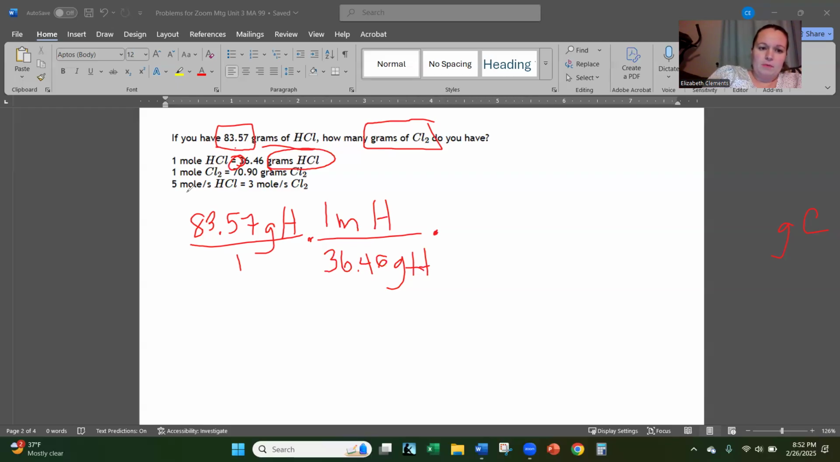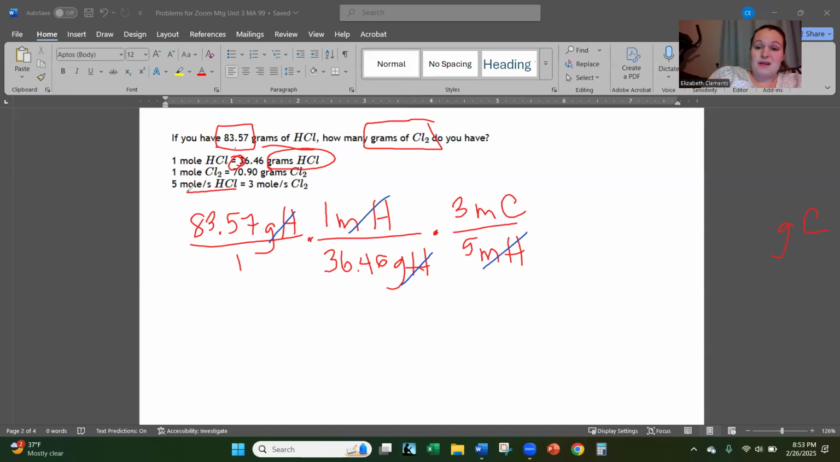Now I have moles of H, and we can see this is going to cross off with that. That's what I want. So now I have moles of HCl. My other one with moles of HCl is right here. So 5 moles of HCl is equal to 3 moles of Cl2. Then these are gone.